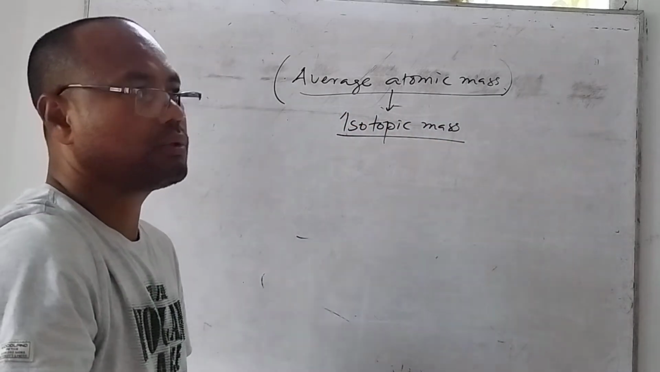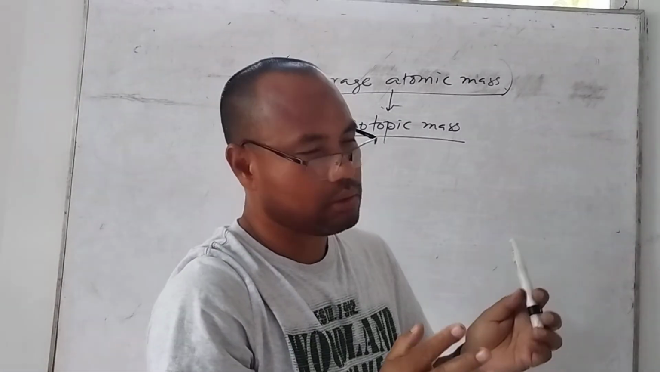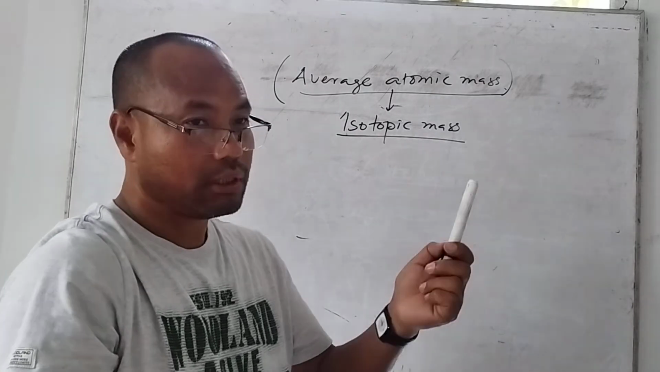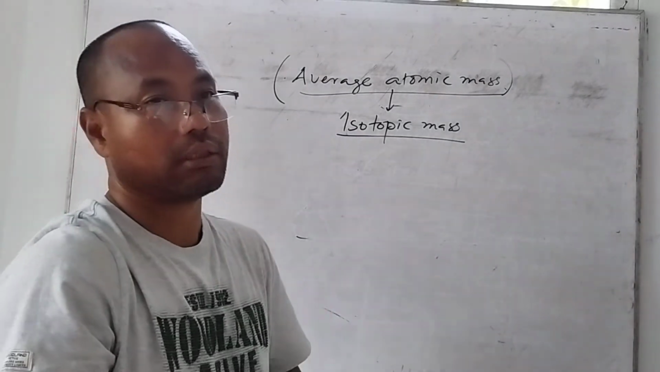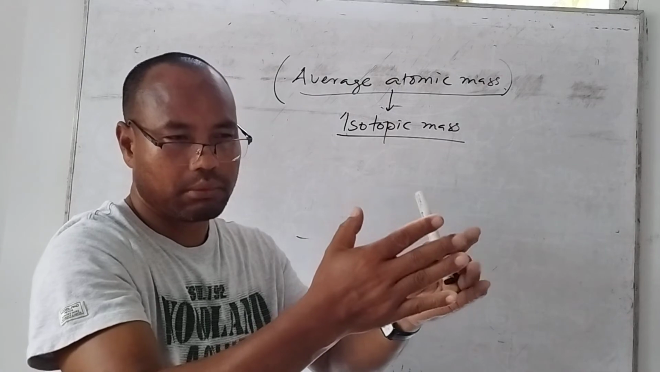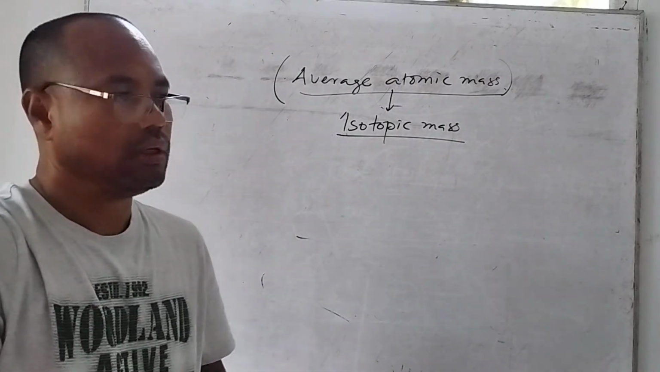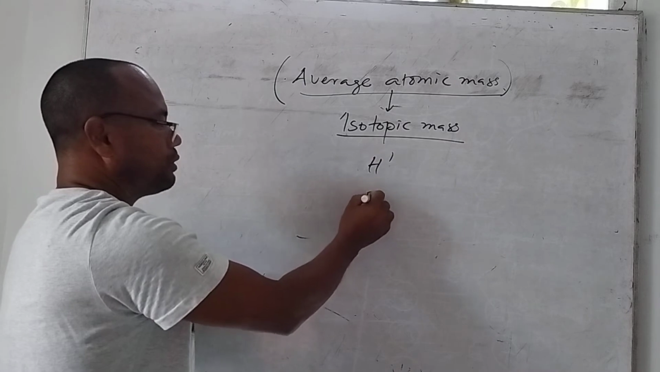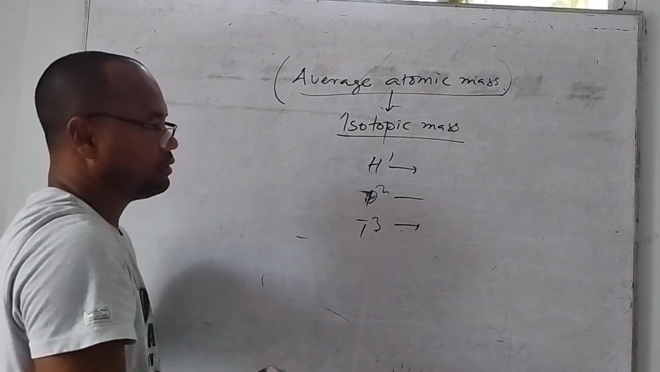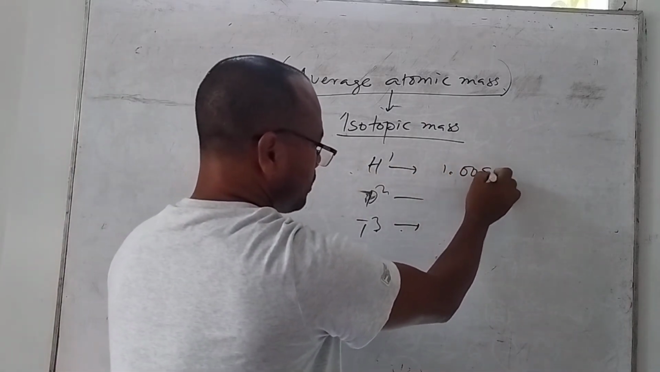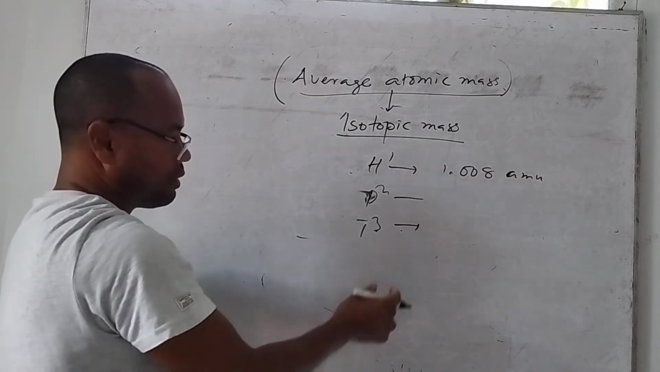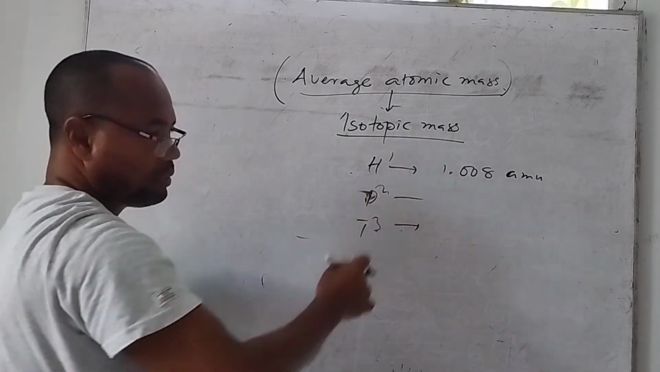How do we calculate the atomic mass? Just before this topic we discussed atomic mass. We took the reference mass, the atomic mass unit, and by that technique we calculate the atomic mass of different atoms. So here hydrogen, deuterium and tritium can have different masses. This mass, I think, is supposed to be greater than these two values.